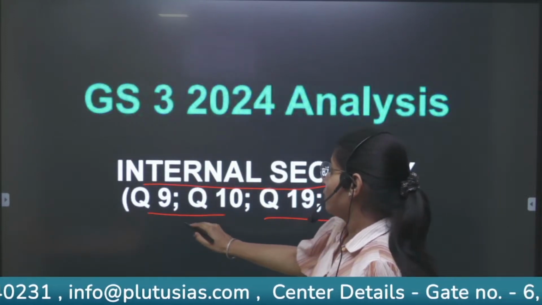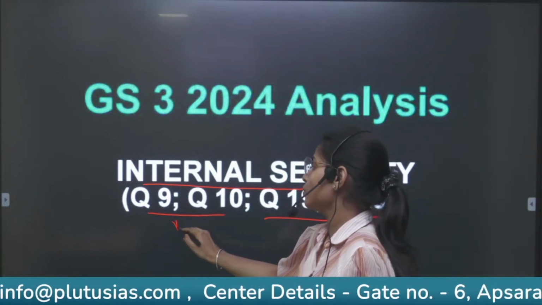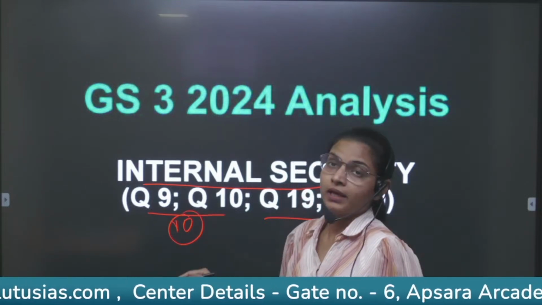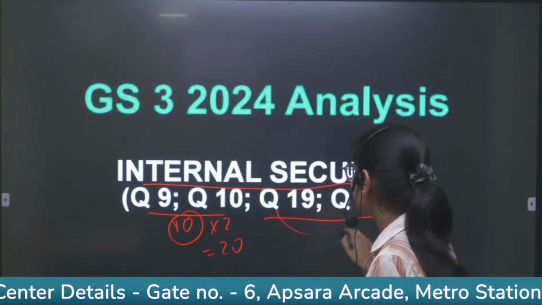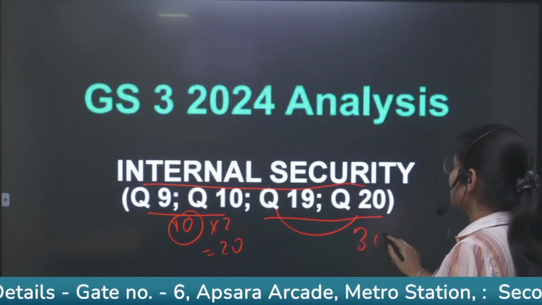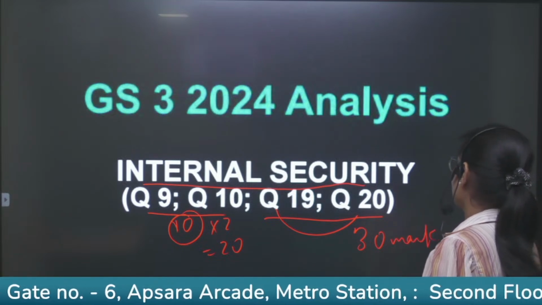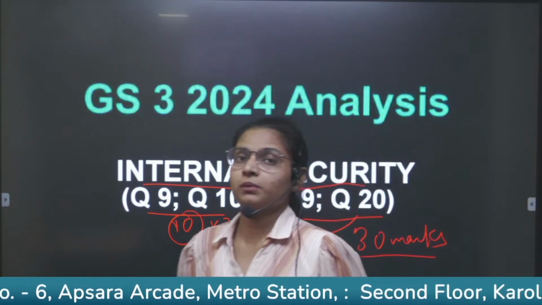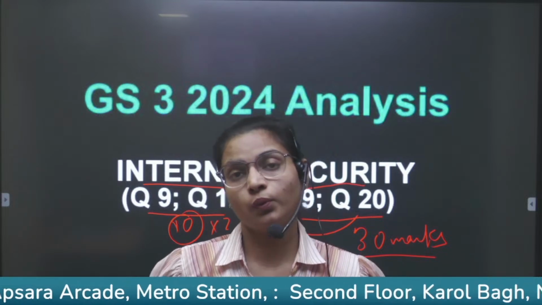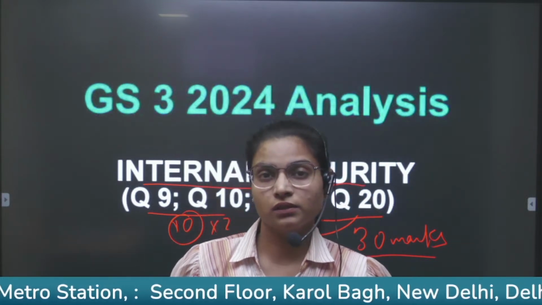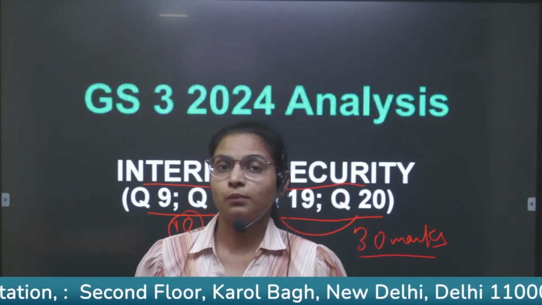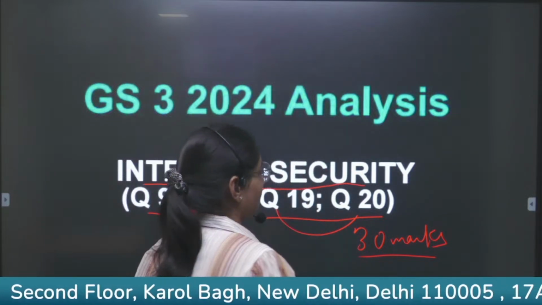It means the two 10-mark questions make 20 marks, and the other two are basically 30 marks. So the total comes out to be 50 marks. You can understand the significance of internal security in the GS3 paper. It amounts to around 50 marks.